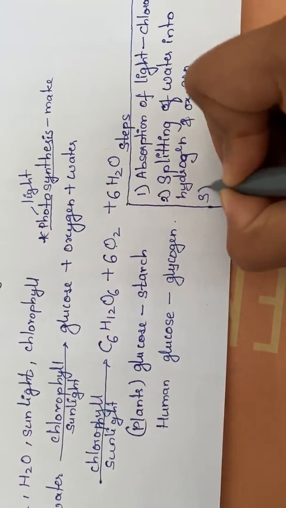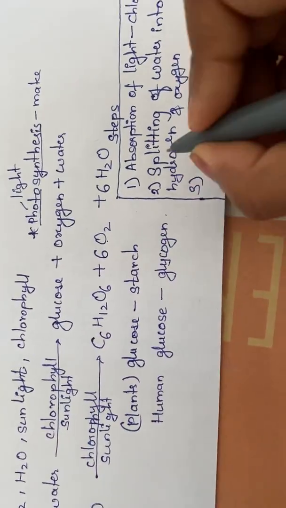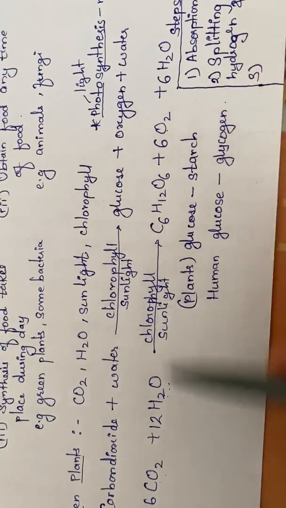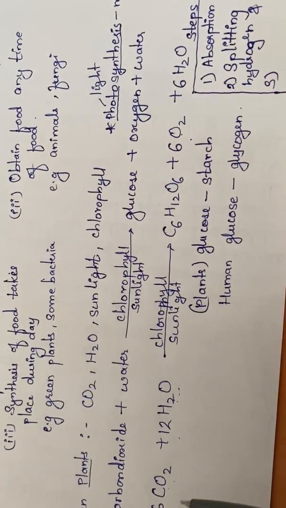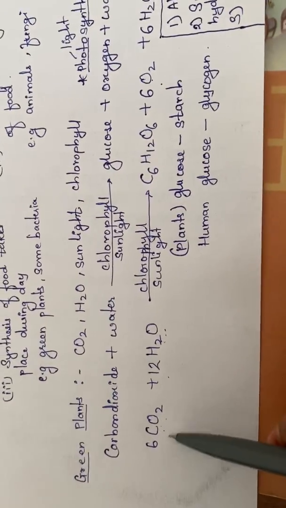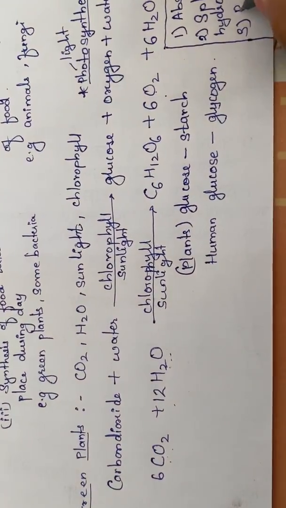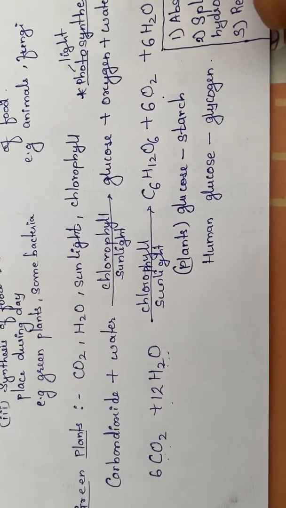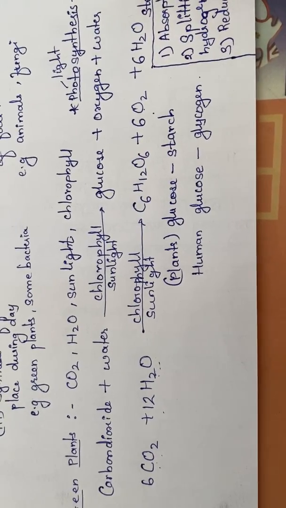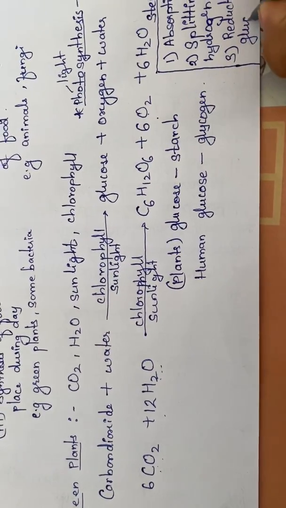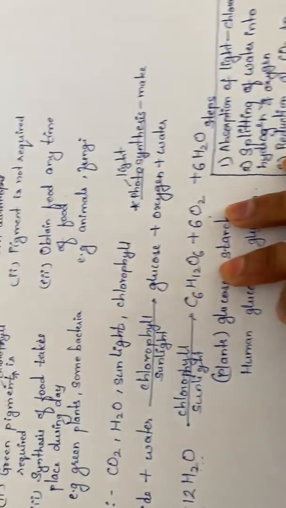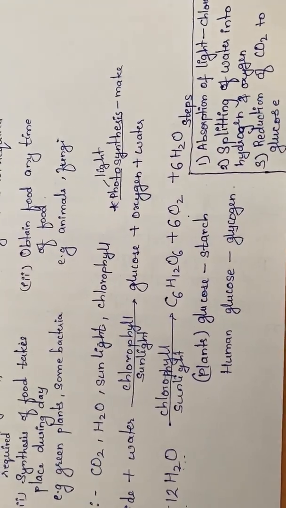And the third step in this is, see, we have discussed that water splits into oxygen. How is glucose obtained? This glucose is obtained by reduction of carbon dioxide. So the third step is reduction of carbon dioxide to form glucose. So these are the steps involved in the process of photosynthesis.